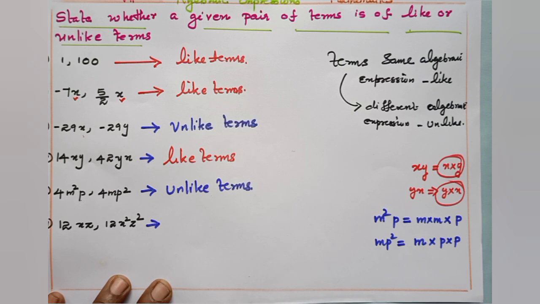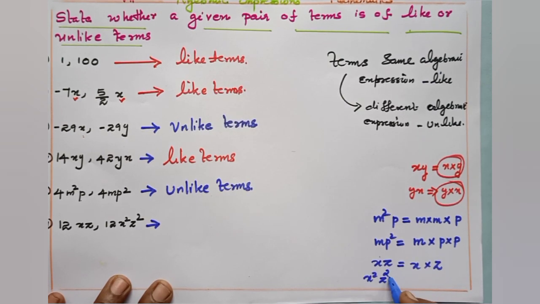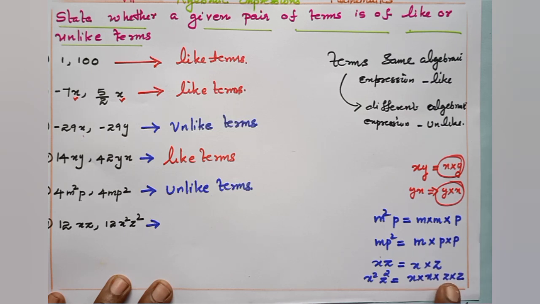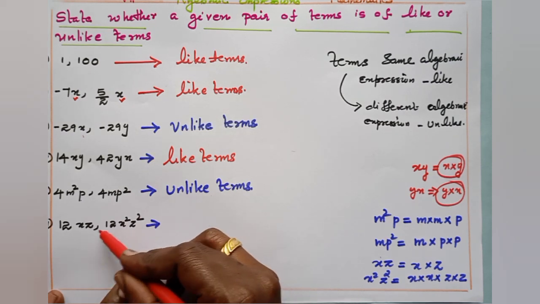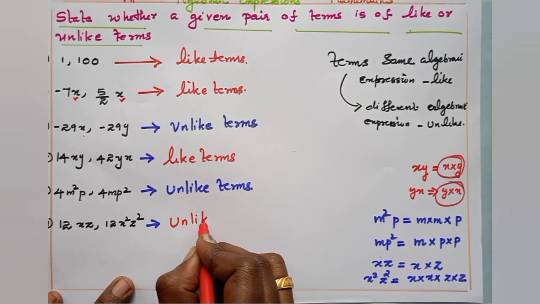Then sixth question, listen. 12xz and 12x square z square. xz is x into z. Only two variables here, x and z. Then x square z square means x into x, 2 times, and z into z. See, the powers are different. So these are different algebraic expressions with different powers. So these are unlike terms.